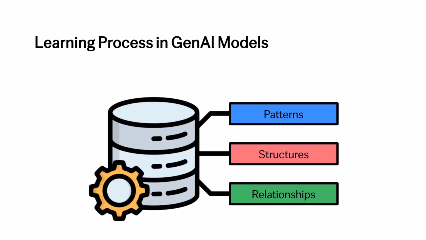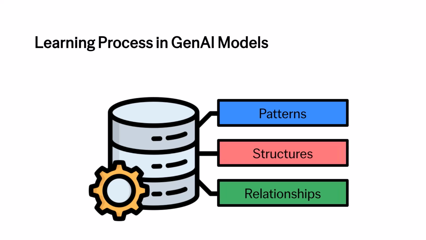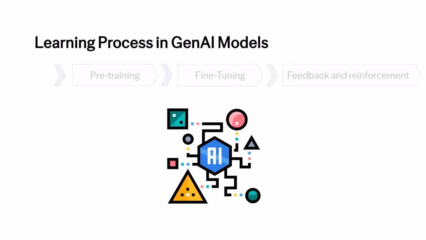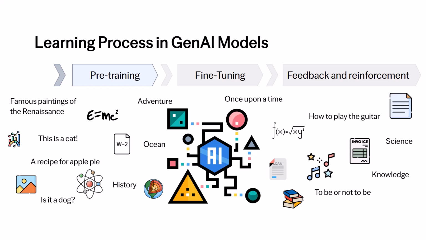GenAI models learn by going through massive data sets to capture patterns, structures, and relationships within the data. This process happens through training, which includes several phases. During the pre-training phase, the model is exposed to vast amounts of data without any specific task. It learns general knowledge and common patterns from this data. For example, a language model might be pre-trained on millions of sentences to understand syntax, grammar, and vocabulary. This is usually done in a semi-supervised manner, where the model does not require explicit labels for the data, but learns from the patterns and relationships it observes.